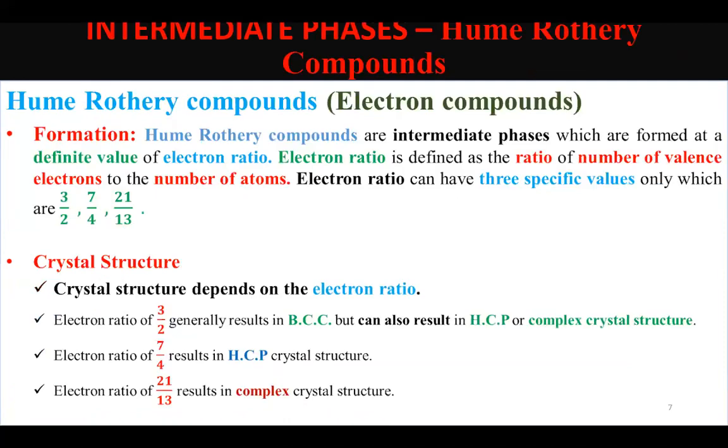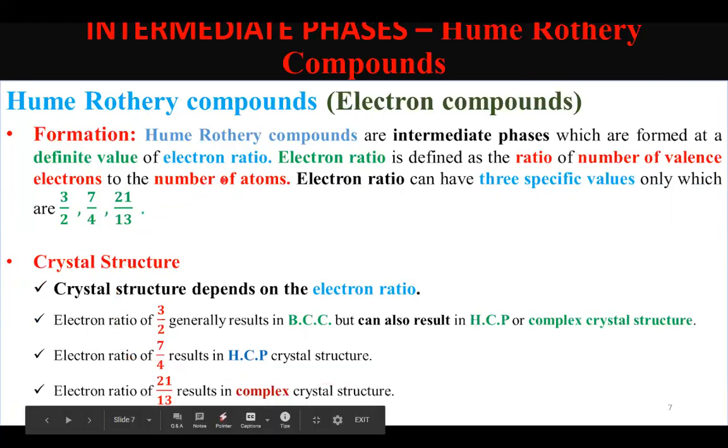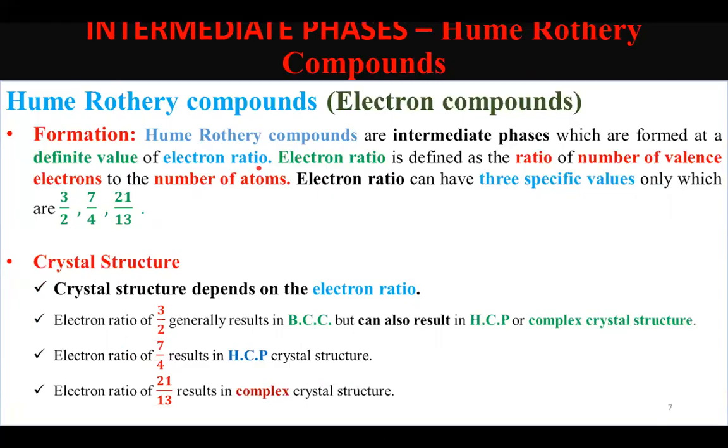They are called Hume-Rothery compounds or electron compounds. Students, these are intermediate phases which are always formed at a definite value of electron ratio. What is this electron ratio? Electron ratio is defined as the ratio of the number of valence electrons present in the compound to the number of atoms present in the compound.